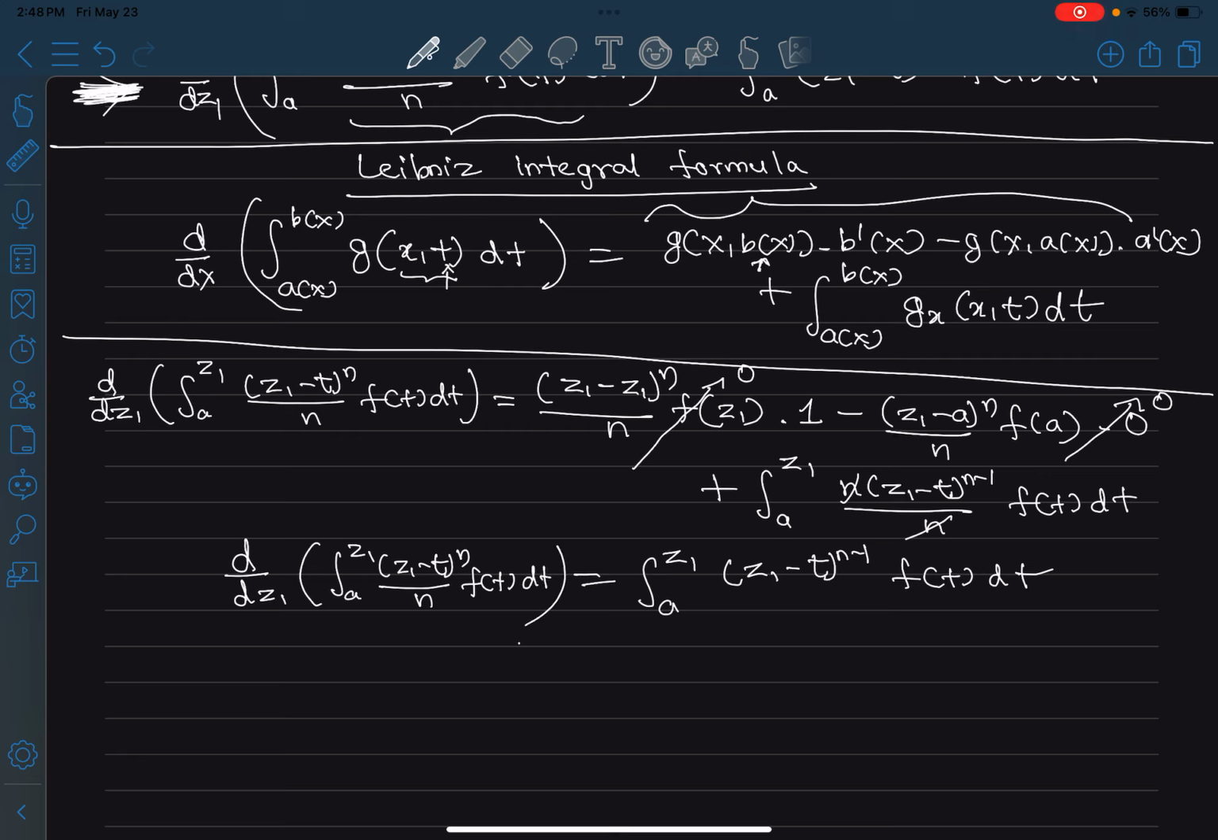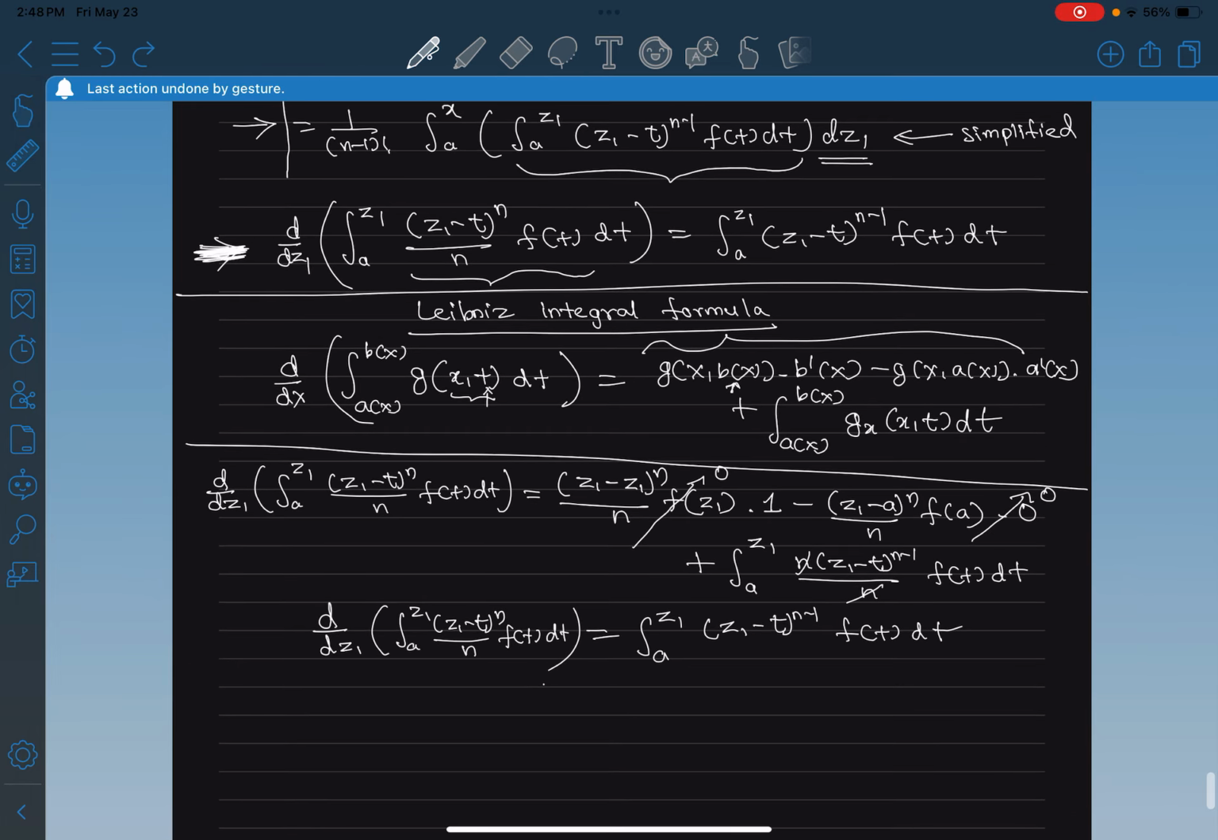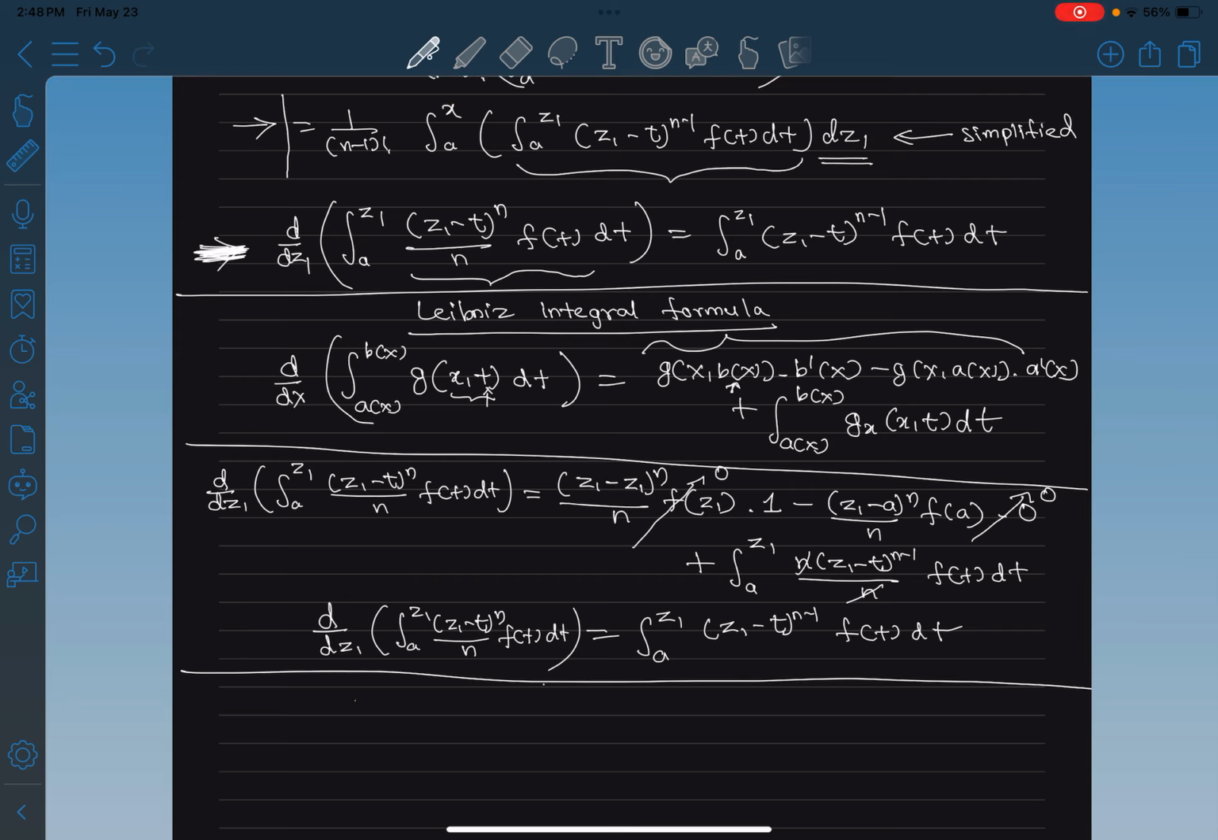Yeah, so now that we have proved this claim that I made earlier, let's get back to the original integral and complete it now. It's been a long time. So 1 by n minus 1 factorial, integral from a to x. We just realized that this entire expression over here is the derivative with respect to g1 of the integral from a to g1, of (g1 minus t) to the power n by n, f of t dt, right? And with respect to dg1.